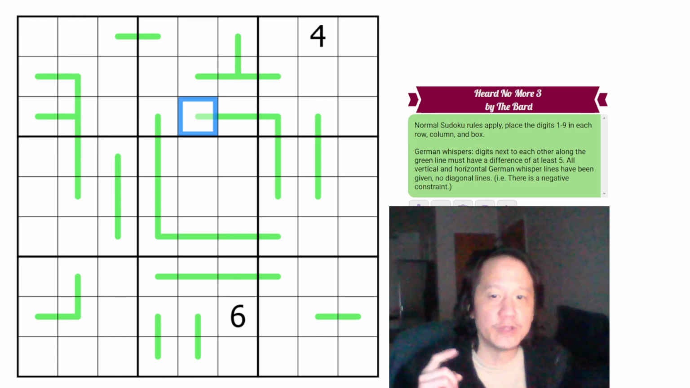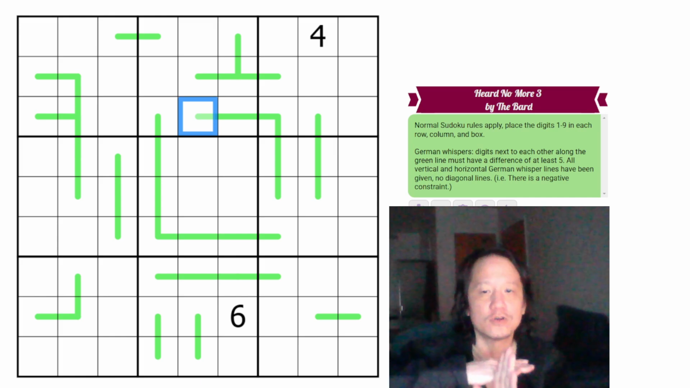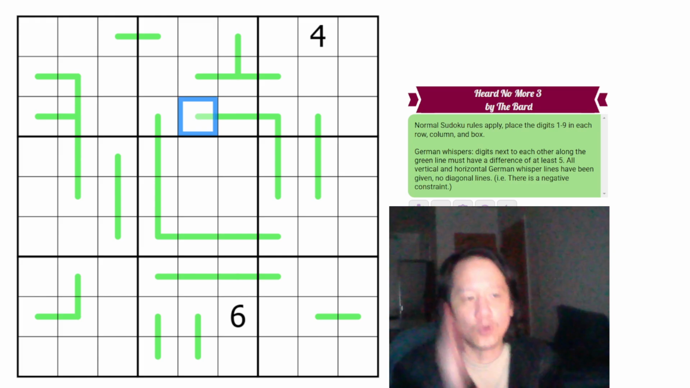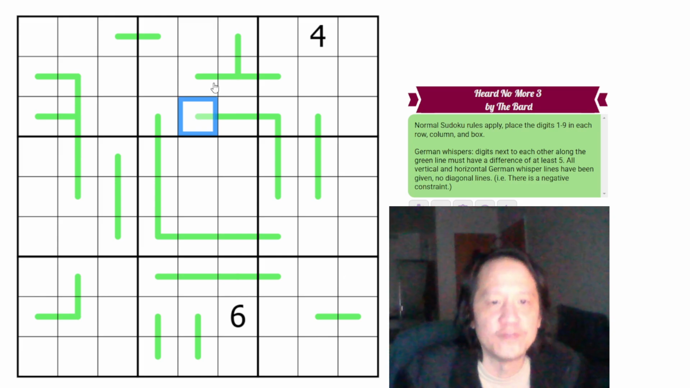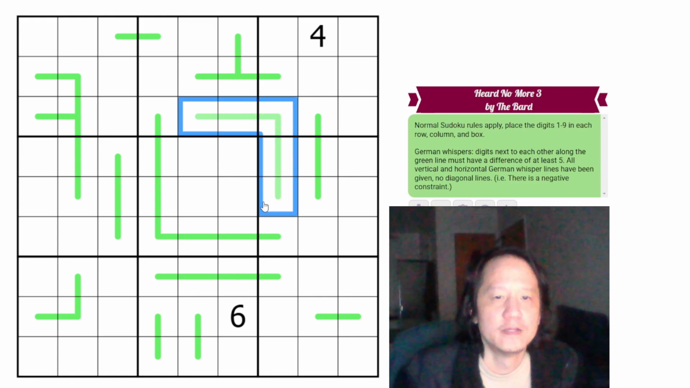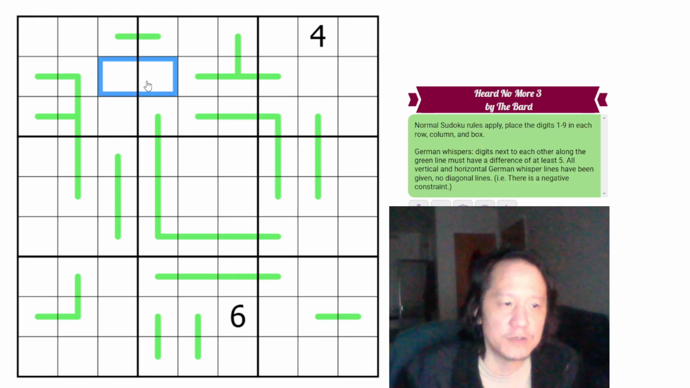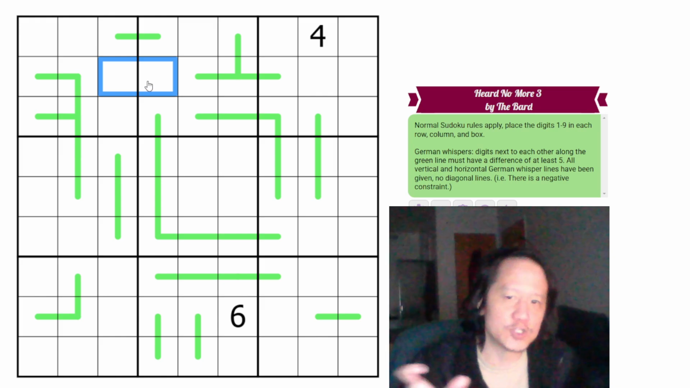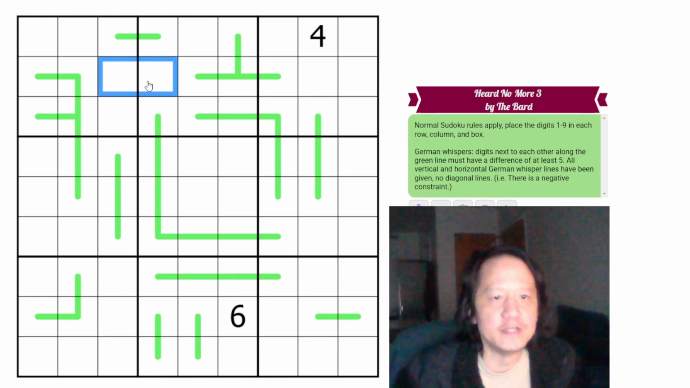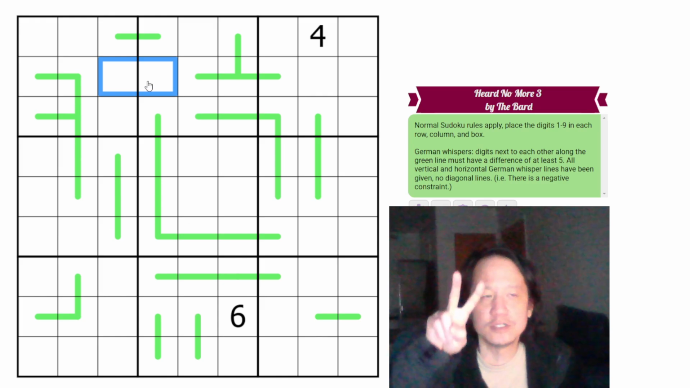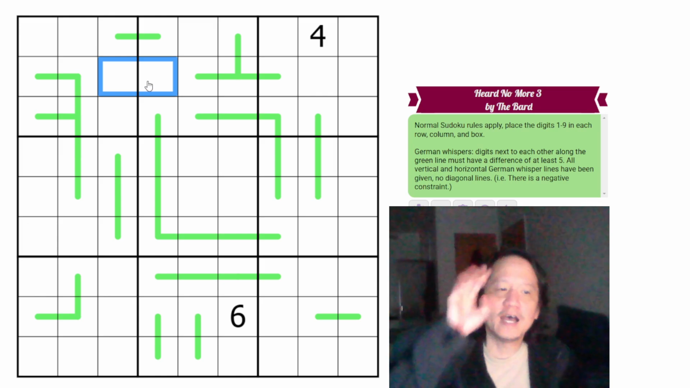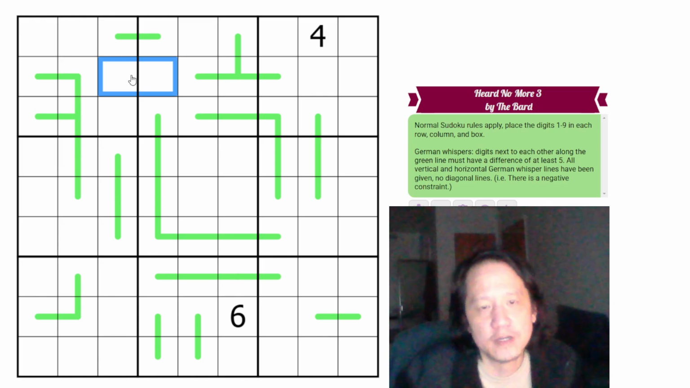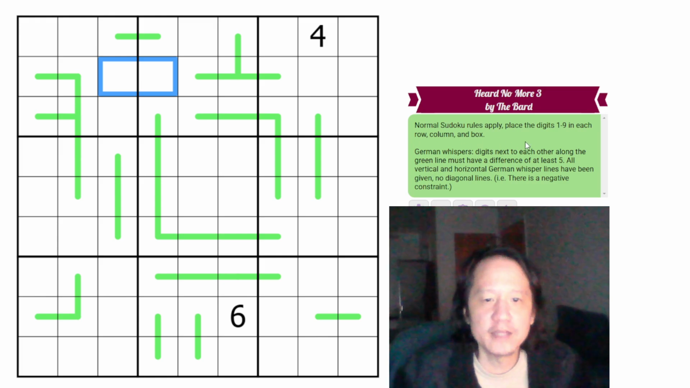No diagonal lines. So there is a negative constraint for all the vertical and horizontal, specifically for all cells that are at least 5 apart horizontally or vertically. They have been given as a German whisper line. So that would mean the difference between these two cells is less than 5. That's specific. We know that because that's the negative constraint for this puzzle. Because all two cells that are adjacent to each other that have a difference of 5 or more are given. So remember that negative constraint. And those are all the rules.